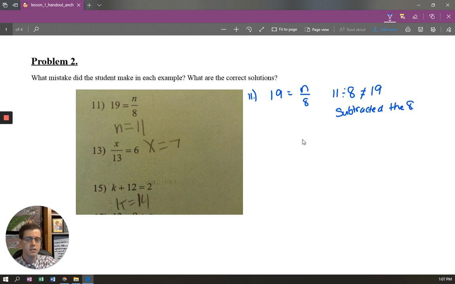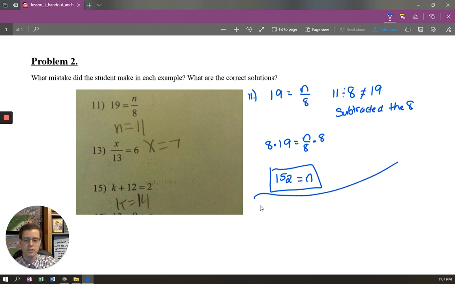What should they have done? Well, if we have 19 equals n divided by 8, the opposite of division is multiplication. And so if I multiply both sides of this equation by 8, 8 times 19 is, 8 times 9 is 72. 8 times 1 is 8, plus a 7 is 15. So 152 would be what's equal to n. And sure enough, 152 divided by 8 is 19.